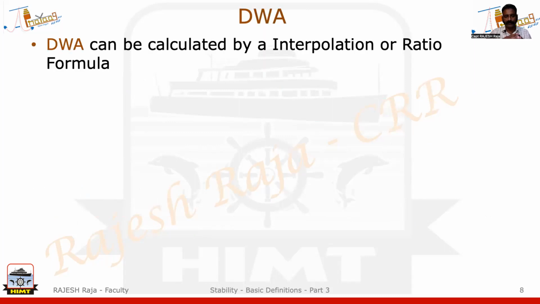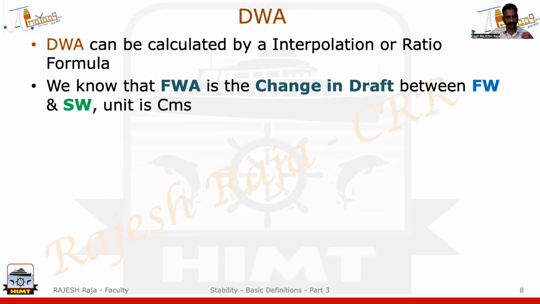Now, I know the freshwater allowance, which is again locked between salt water and freshwater. Then how do I calculate dock water allowance? You can go by a simple ratio method or interpolation formula. It is very, very simple, and you have been using it in all the hydrostatic tables also. Now, how to relate that?